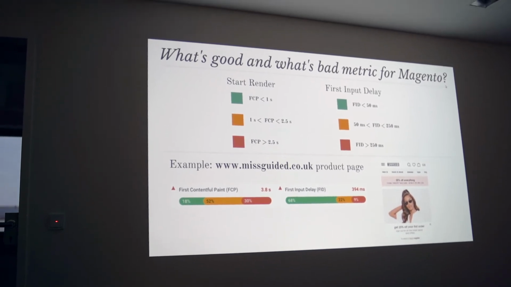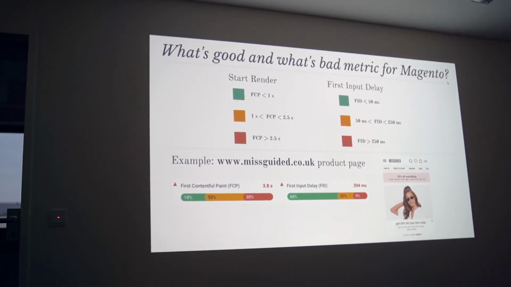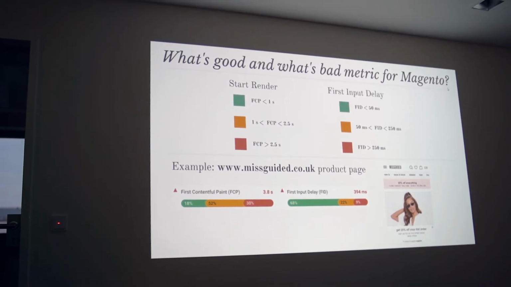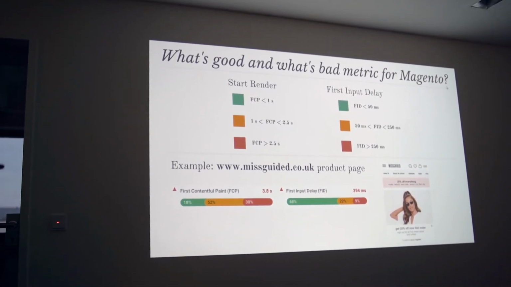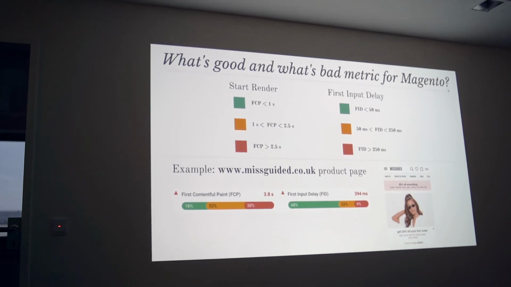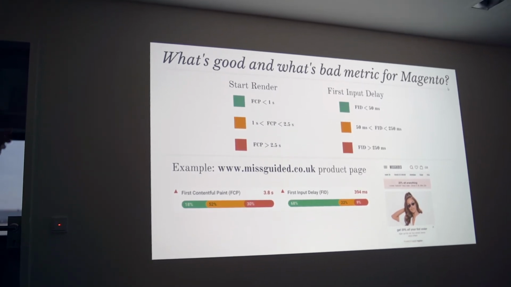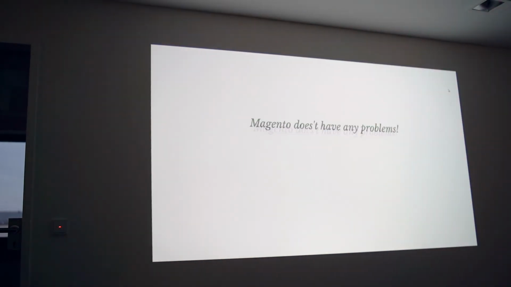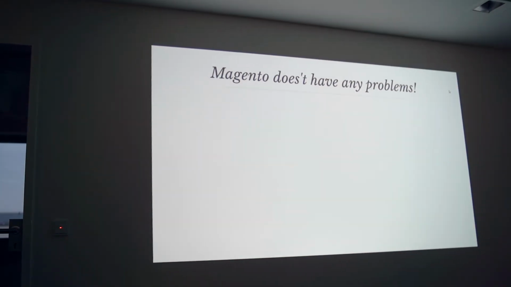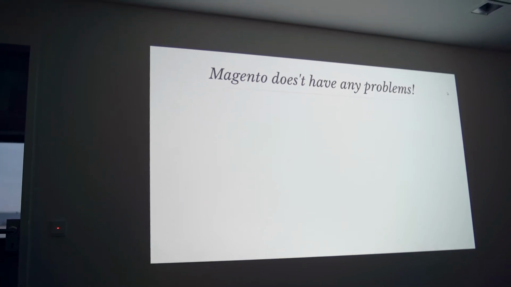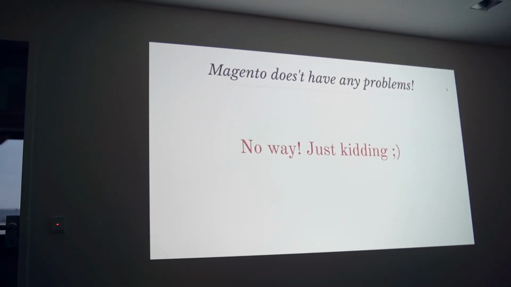Well, I ran an audit against the misguided.co.uk product page, and we can see that 18% of the visitors experience a fast render time, and 68% of the visitors experience a fast first interaction with the website. Well, what about Magento? Magento, we all know that Magento has no problems, right? Well, no way, I'm just kidding.